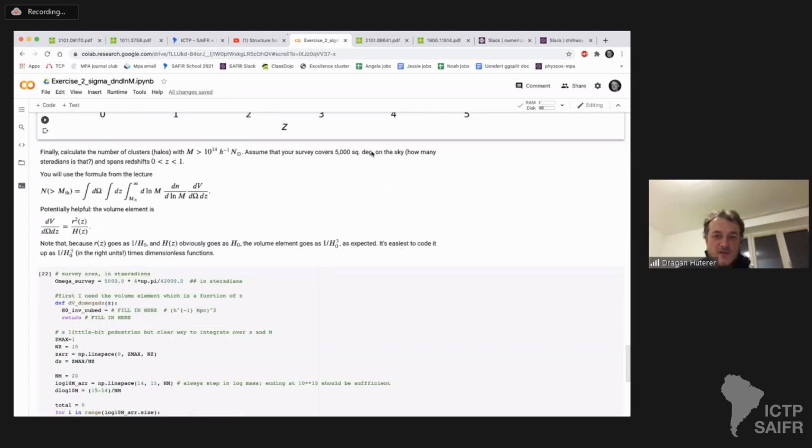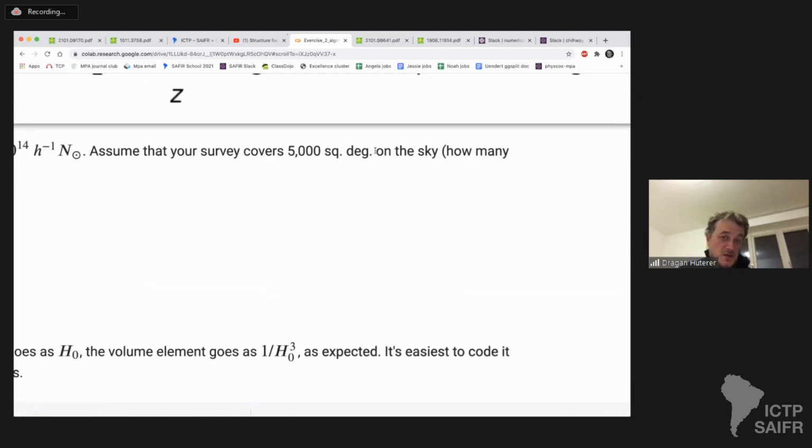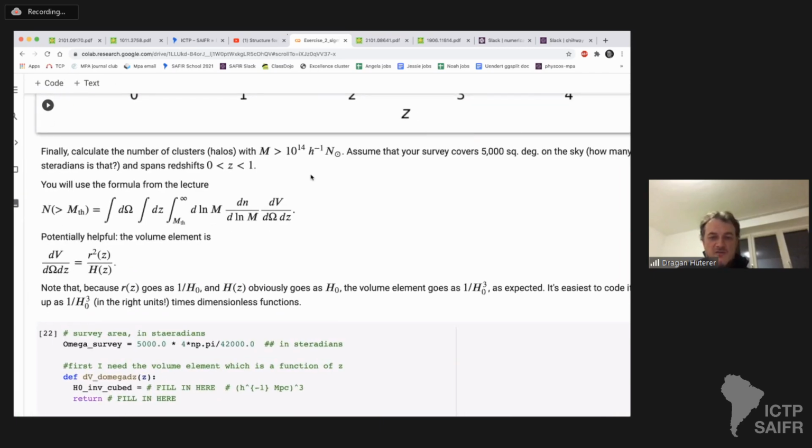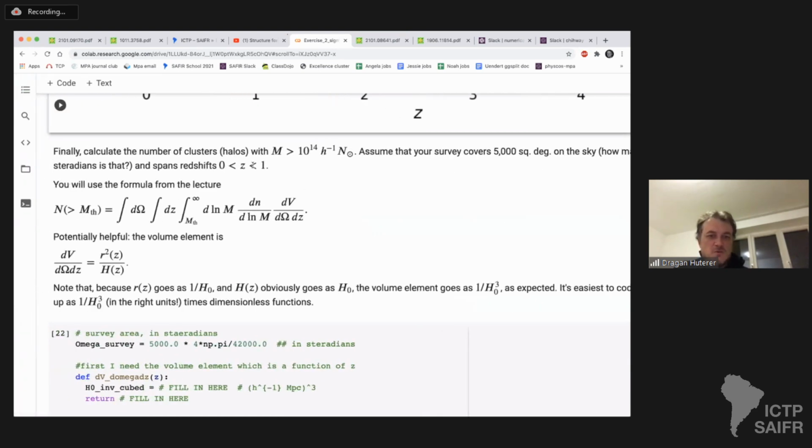So now we have, like I said, a really research level question that could be part of your project. I have some survey covering 5,000 square degrees, and redshifts between 0 and 1. How many halos above 10 to the 14 should I find? Give me the number. So I have dn/dlnM, the mass function, and number density times volume will give me the number, right?